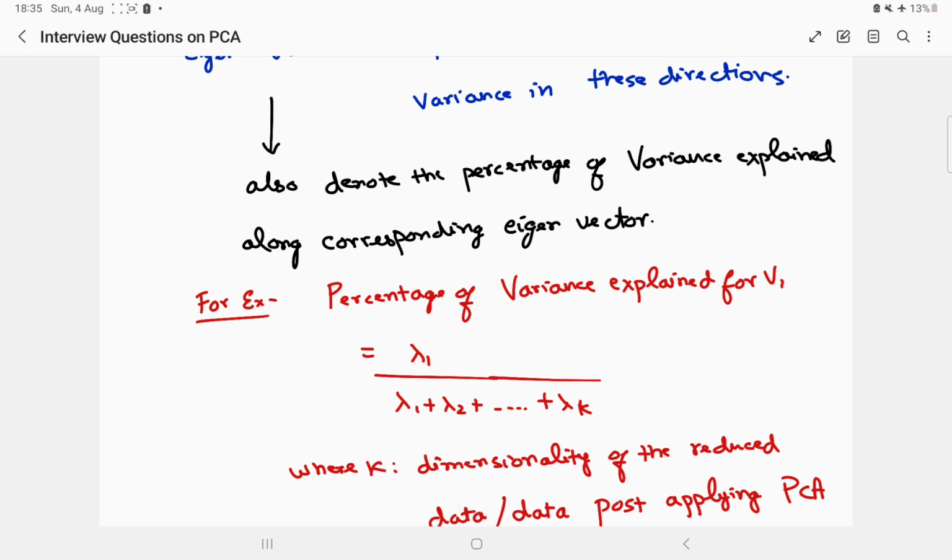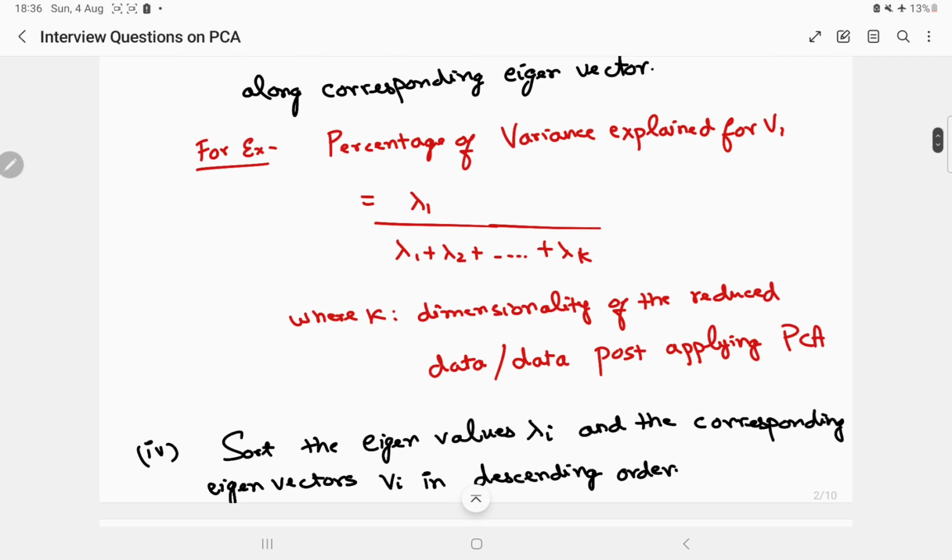So what I mean by that is, if you have an eigenvector which is called say v1 and the corresponding eigenvalue is say lambda 1, the percentage of variance explained for v1 could be given as lambda 1 over lambda 1 plus lambda 2 plus so on up till lambda k, assuming that there are k principal components that you have calculated corresponding to your data. And k, like I mentioned, is the dimensionality of the reduced data, or the data post applying the principal component analysis.